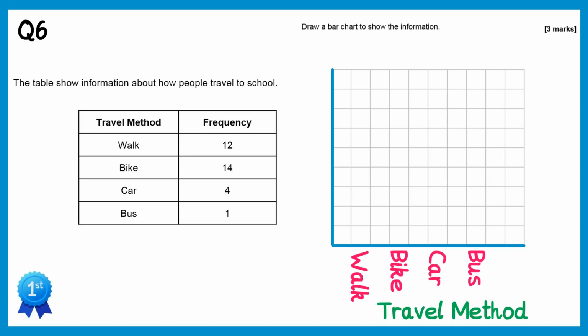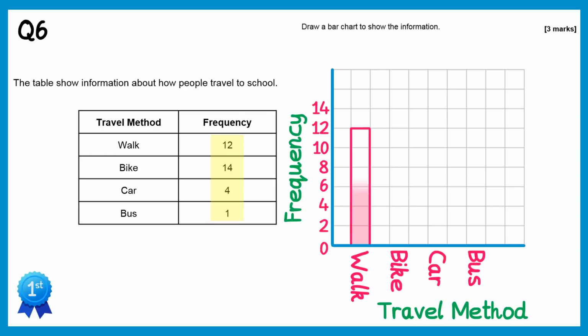We now move on to the vertical axis, so this one's going to be our frequency. The highest frequency is 14, so we'll label an axis that goes up to 14. And this axis will be labelled frequency. We're now ready to draw the bars. The first bar is for walk, and that goes up to a height of 12. The next one for bike goes up to 14. The next one for car goes up to 4. And the final bar for bus only goes up to 1, so you want to do half the square for this one. And that's a completed bar chart.